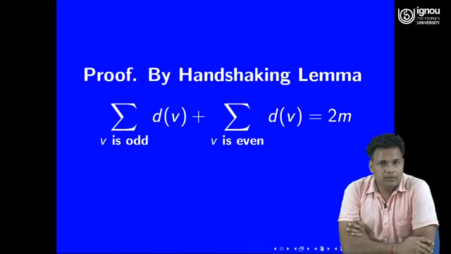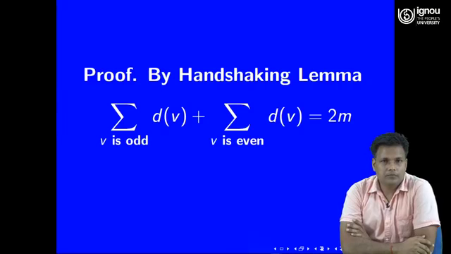We can prove it using the handshaking lemma. Note that the degree sum of d(v) can be split into 2 parts, namely over the set where v is odd and over the set where v is even.